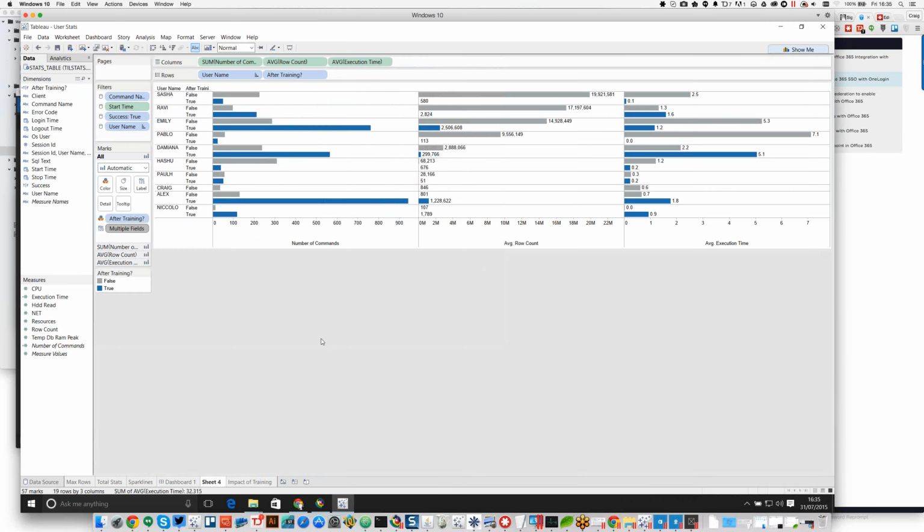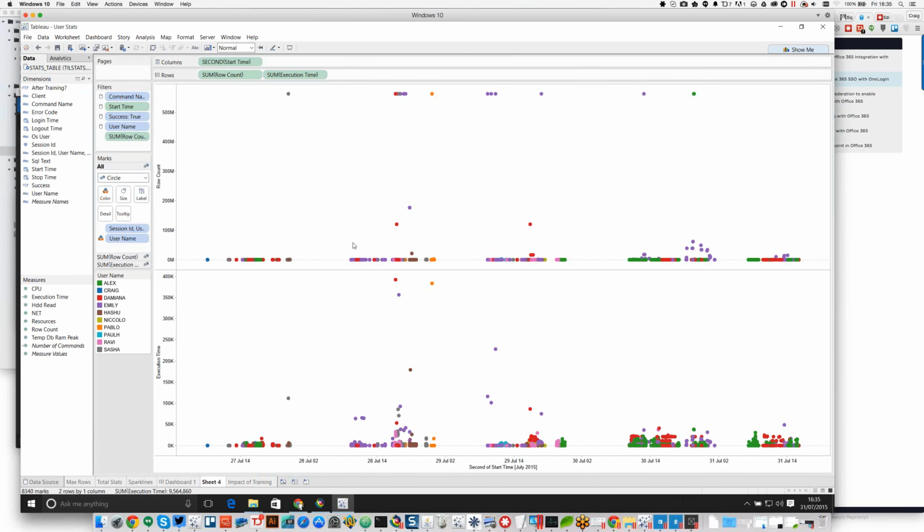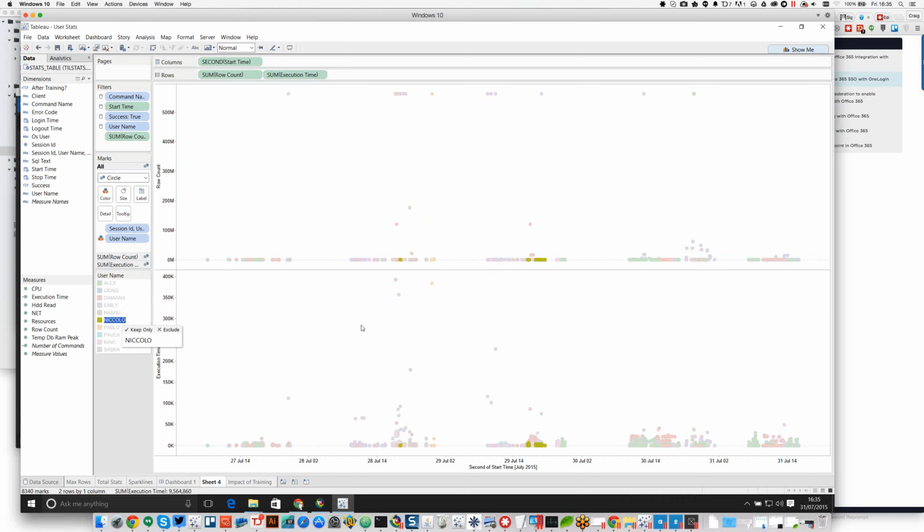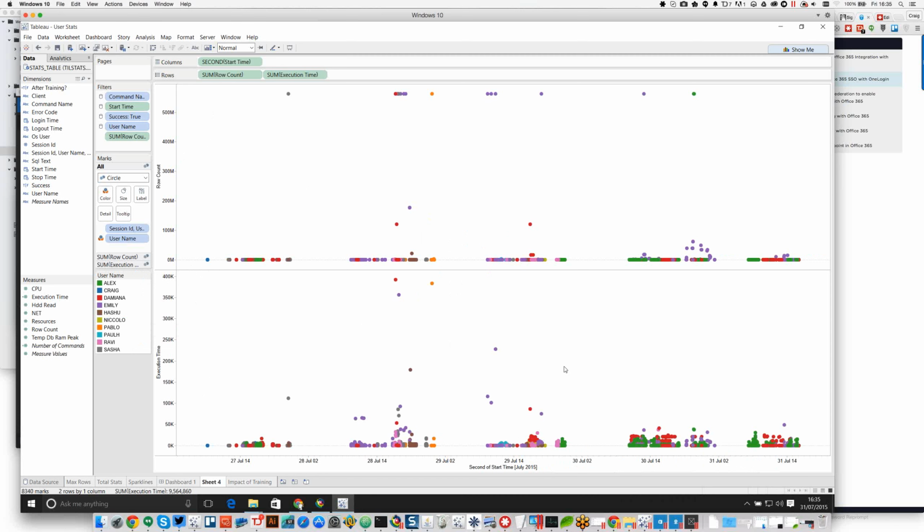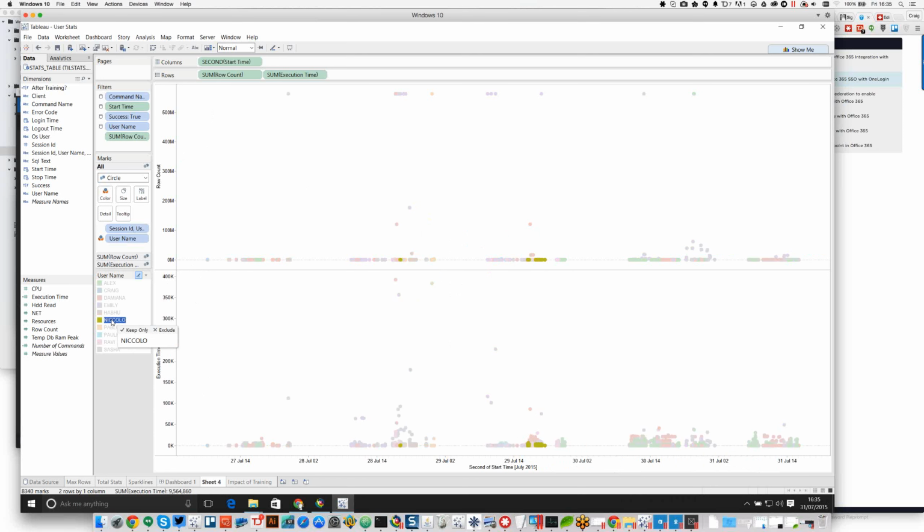I've been looking at this in a couple of different ways: the total row count and execution. Hash and Nico managed to avoid the top area. Nico was going around seeing what everyone else's tables were coming out as. Ah, right, okay. That's a good way to do it. Yeah, just stealing the good queries, right?